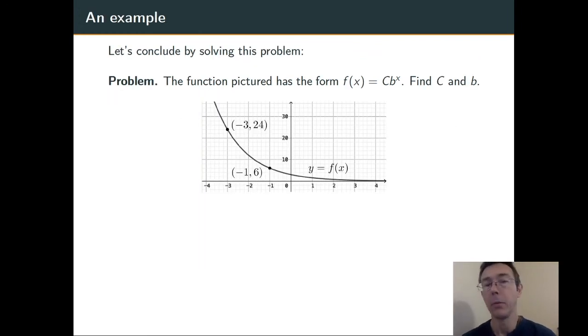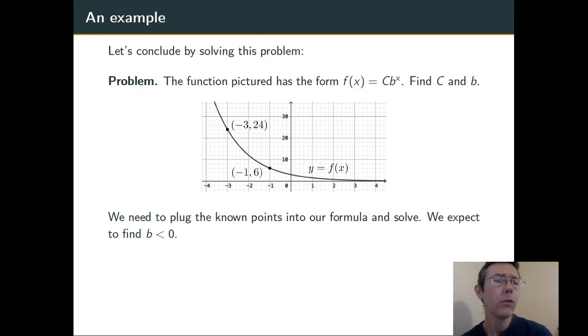Let's wrap up this video by doing one more problem. So here's a picture of a graph. It's going to be an exponential function, but with a constant multiple in front. It's going to have the form f of x equals c times b to the x. We're given 2 points on the graph. We need to find what c and b are. By the way, we should expect that b is going to be between 0 and 1, because here we're seeing a picture of exponential decay.